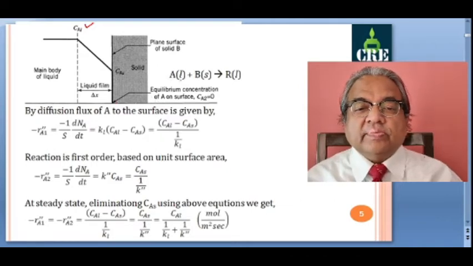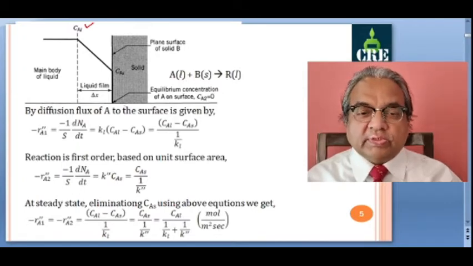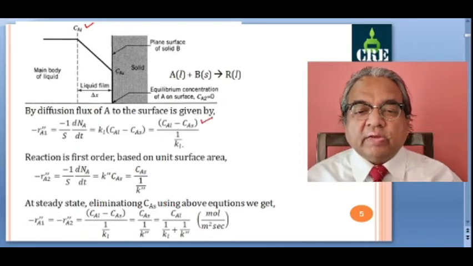Reaction is A in liquid phase plus B in solid phase gives you the product R, which is in the liquid phase. So we write these various rates. So first, rate of diffusion of A to the surface, from the main body to the surface. So minus 1 upon S dNA by dt is equal to gradient, CAL minus CAS, into coefficient, this individual mass transfer coefficient liquid side, small kl. This I can write in the form, in the numerator I will take the gradient and in the denominator I will write the resistance, which is reciprocal of this mass transfer coefficient.